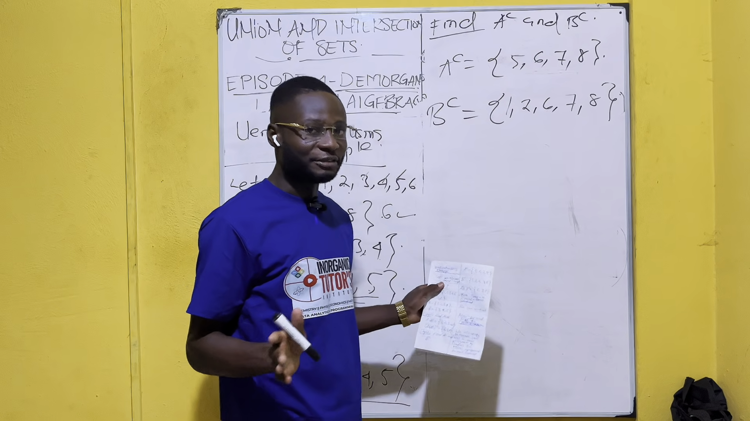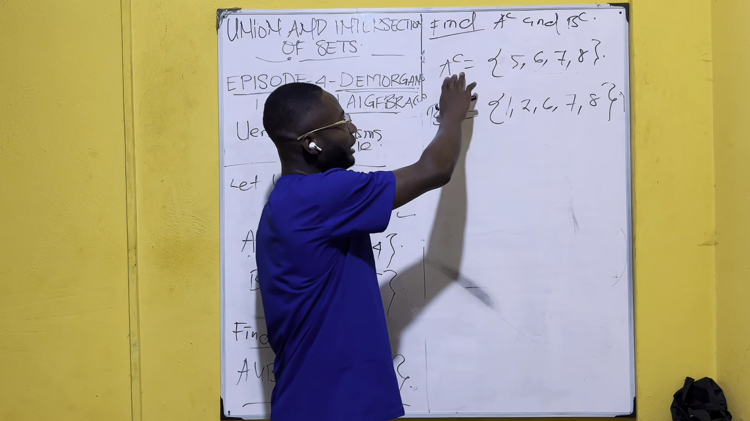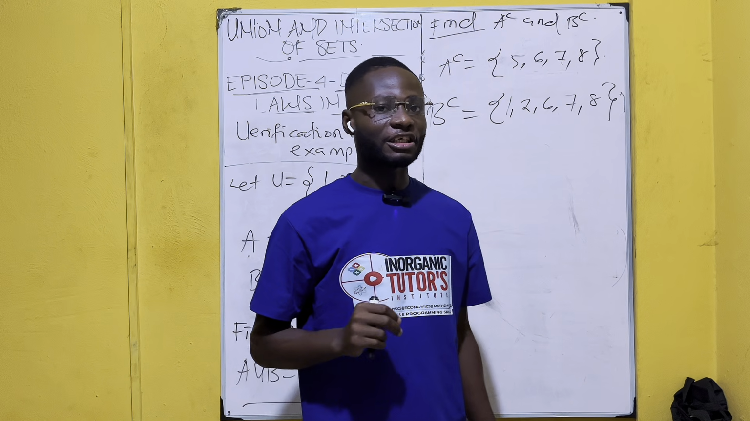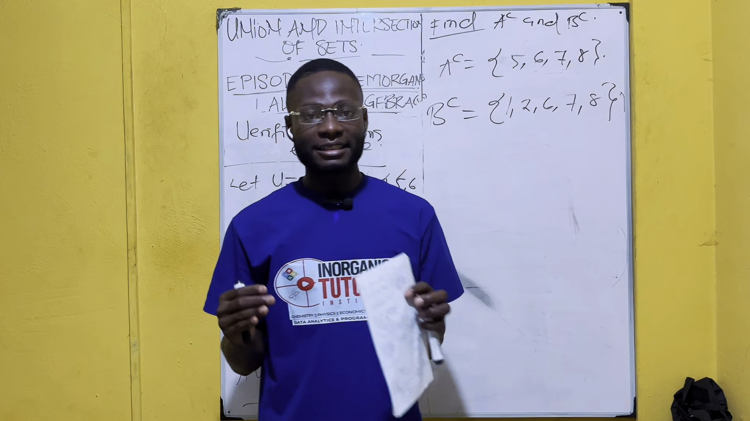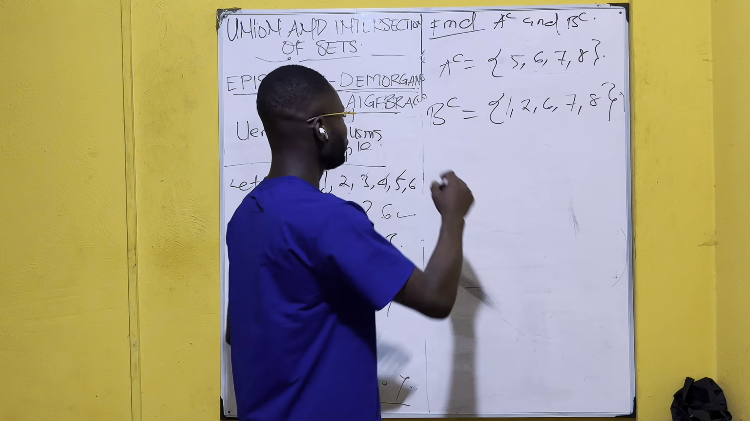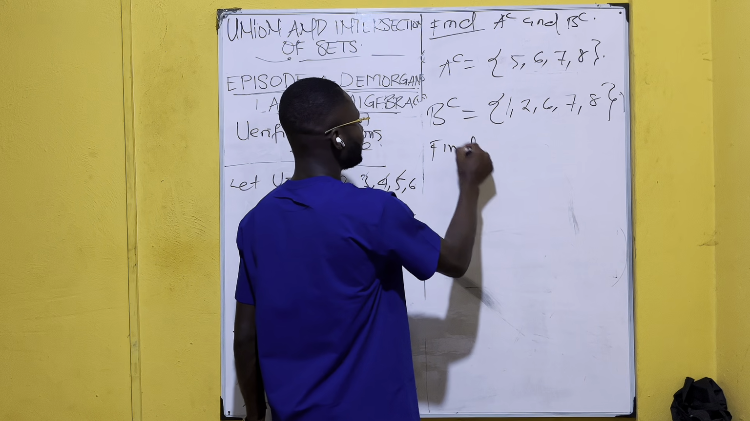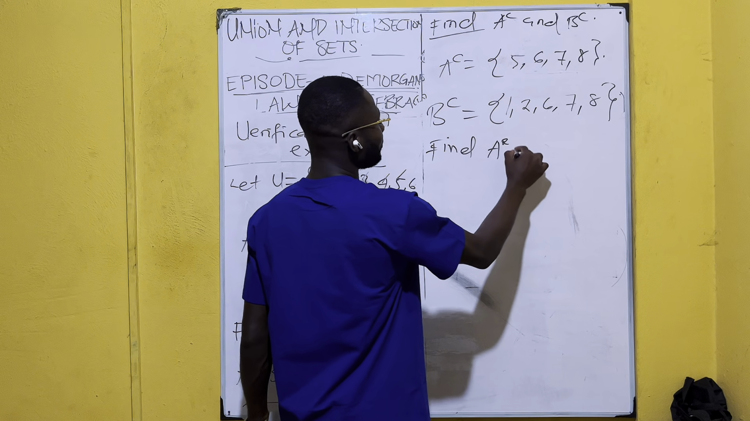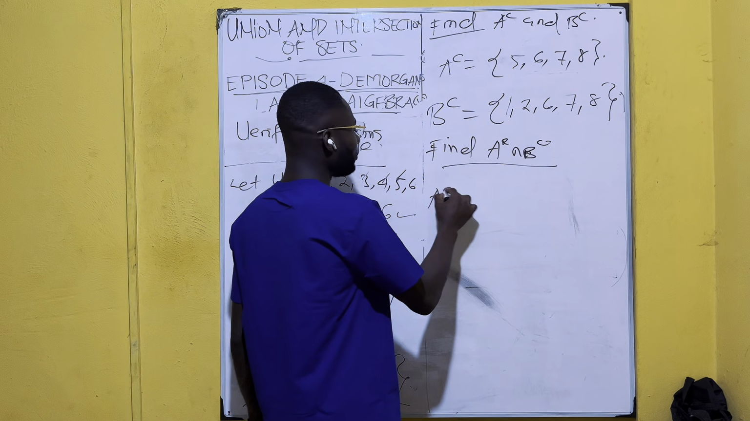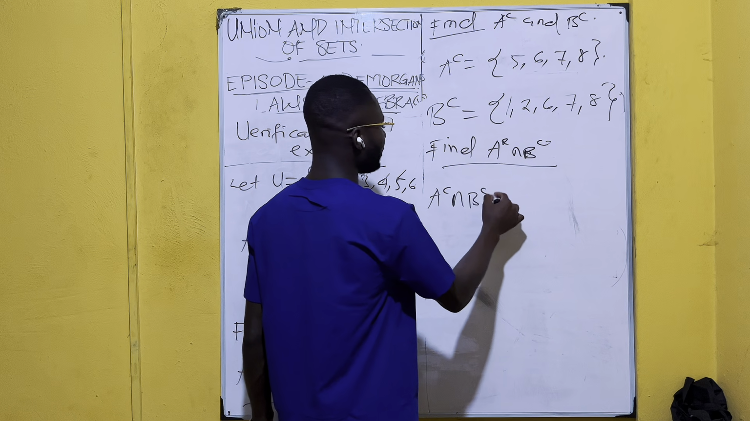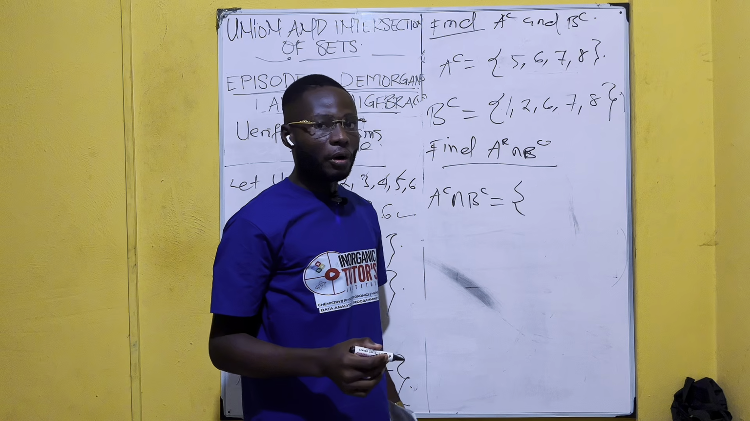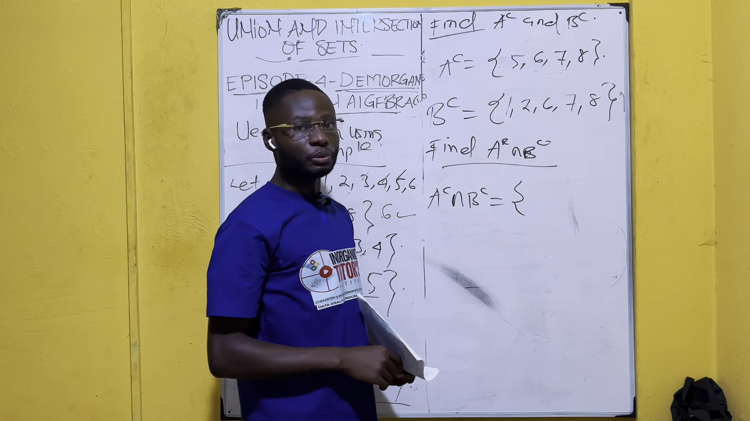Now, the next question is, we want to find A complement intersection B complement. Great. Now the work becomes very easy, right? So we have A complement, we have B complement. We now want to find their intersection, the elements that are common to these two sets. So A complement intersection B complement is equal to this and this. What are the common elements between these two sets?